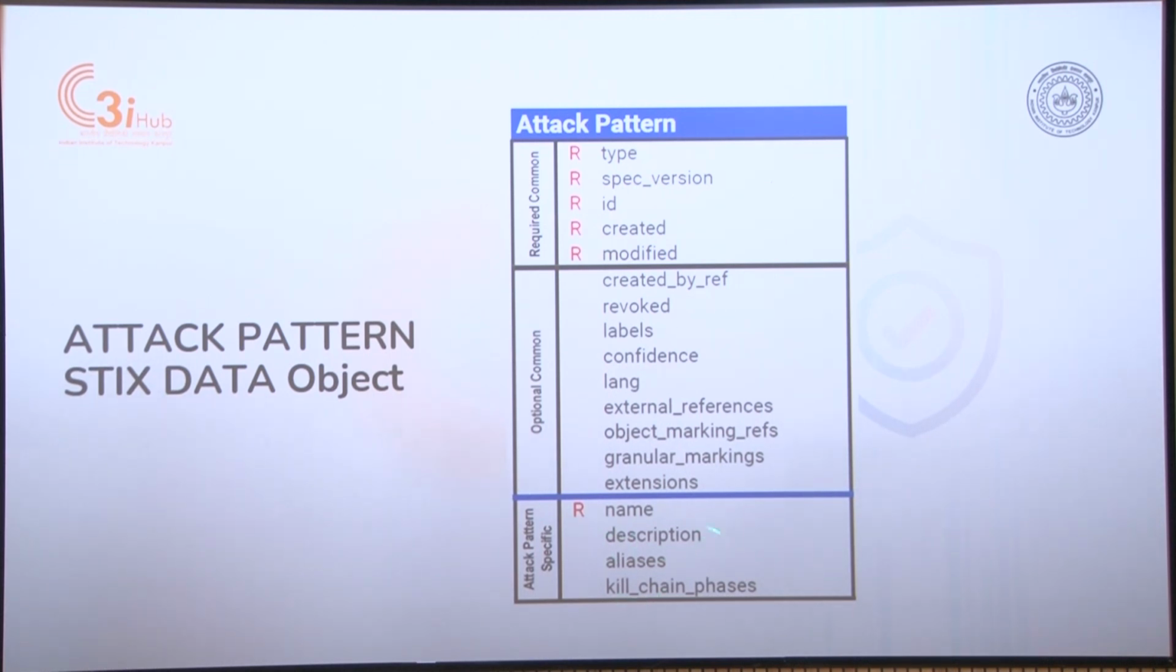And then here you can give a description as a string, you can give some aliases for this attack pattern, and then you can also describe the kill chain phases in which this attack pattern is used, right. So, all this information can be put into a JSON format.